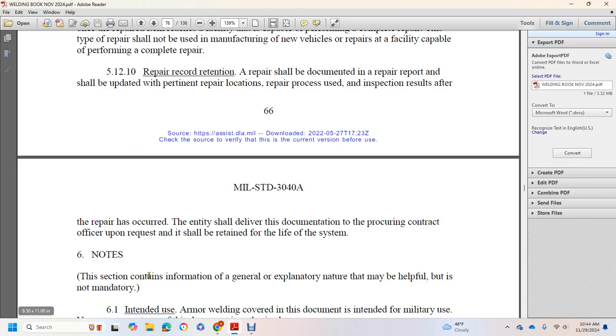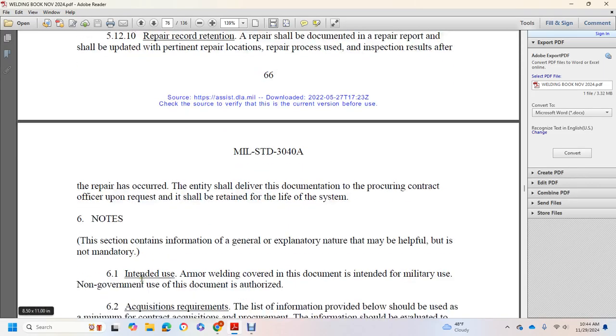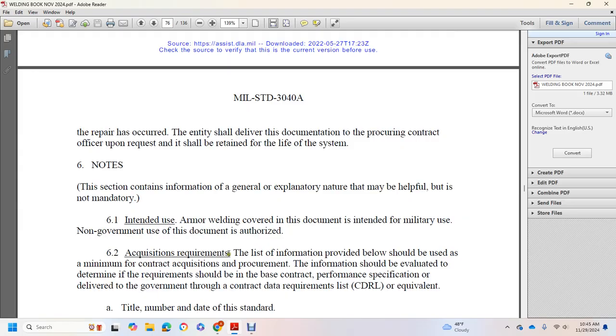6 Notes. This section contains information of a general or explanatory nature that may be helpful but is not mandatory. Armor welding covered by the document is intended for military use, and non-government use is authorized by the document's acquisition requirements. The list of information provided below should be used. At a minimum, contract acquisition procurement information should be evaluated.